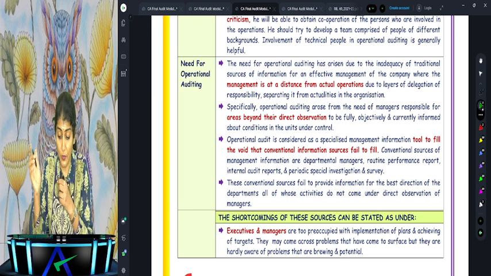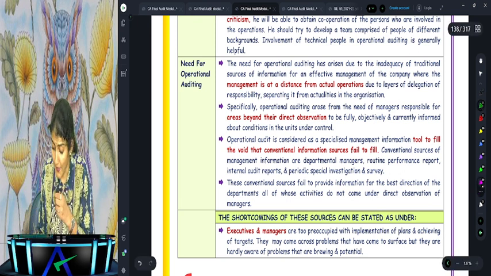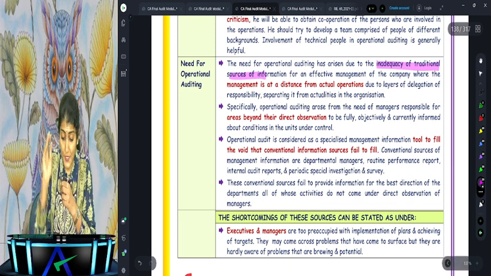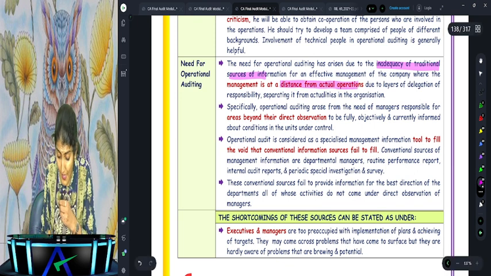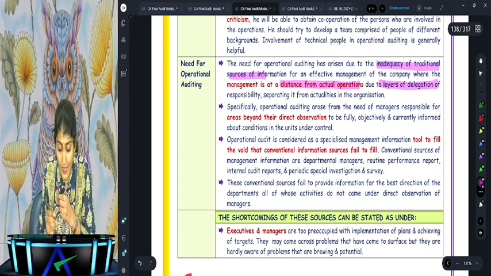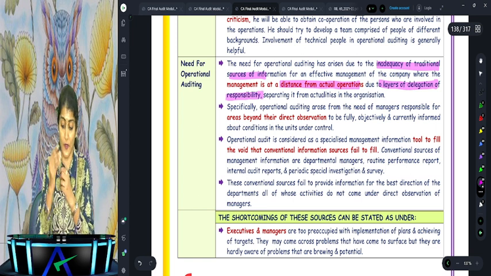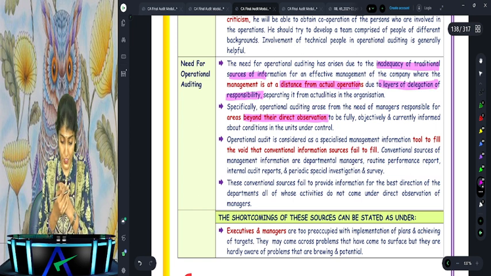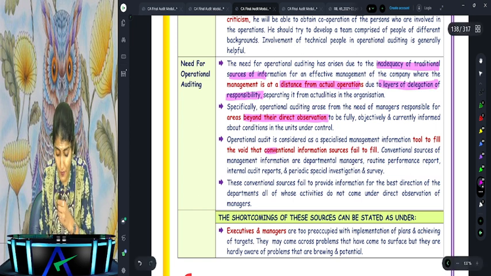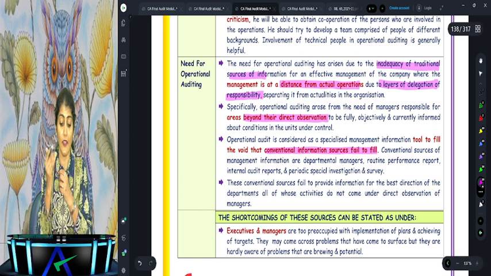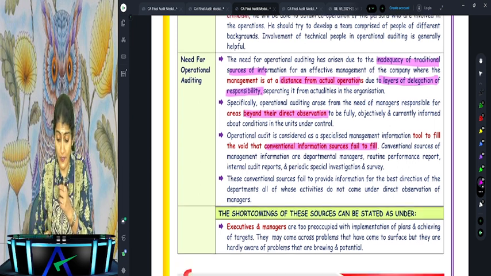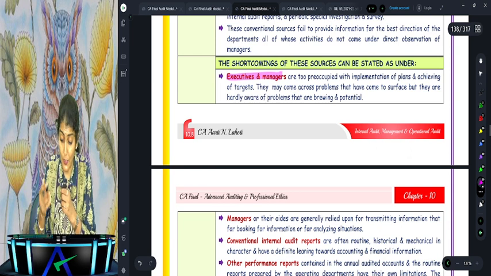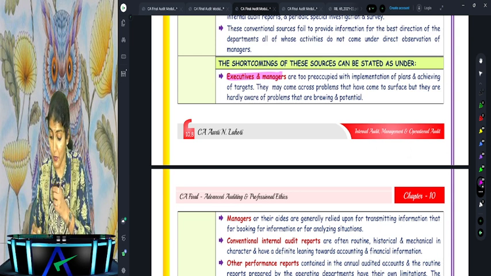It says that due to the inadequacy of the traditional sources of information, the top management is separated from the actual operations due to the layers of delegation of responsibility. There are areas which are beyond their direct observation, and these conventional sources of information fail to provide the information. And what are these conventional sources of information? The executives and managers are too preoccupied. Oh my god, again look at the English.